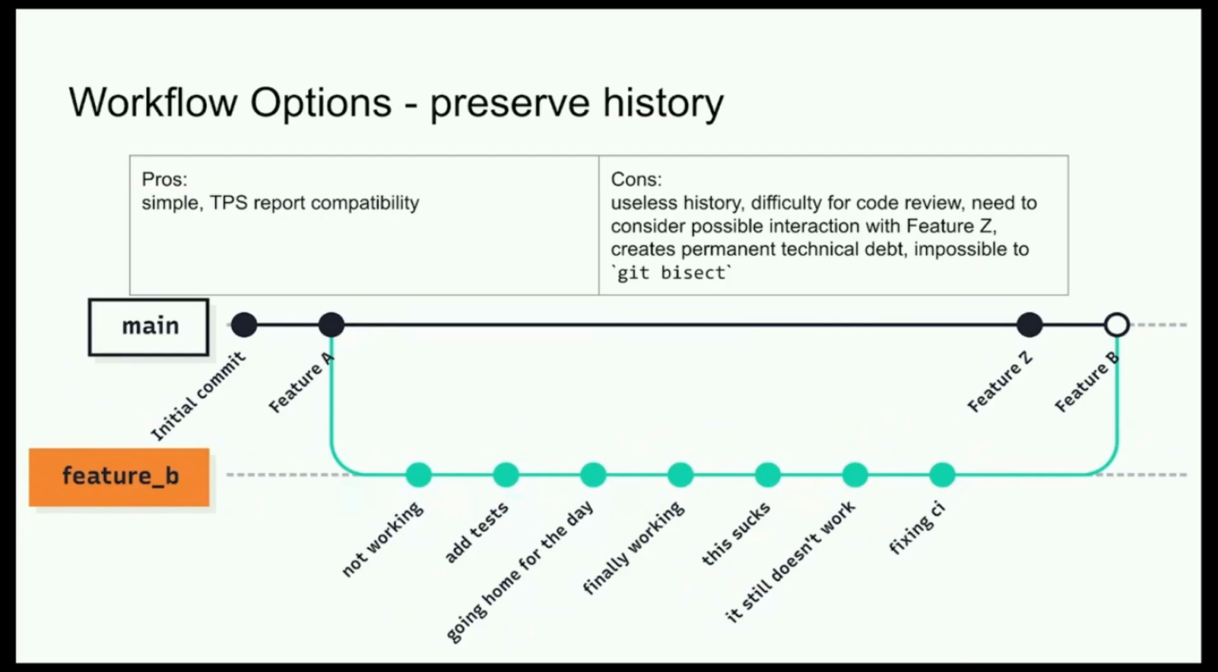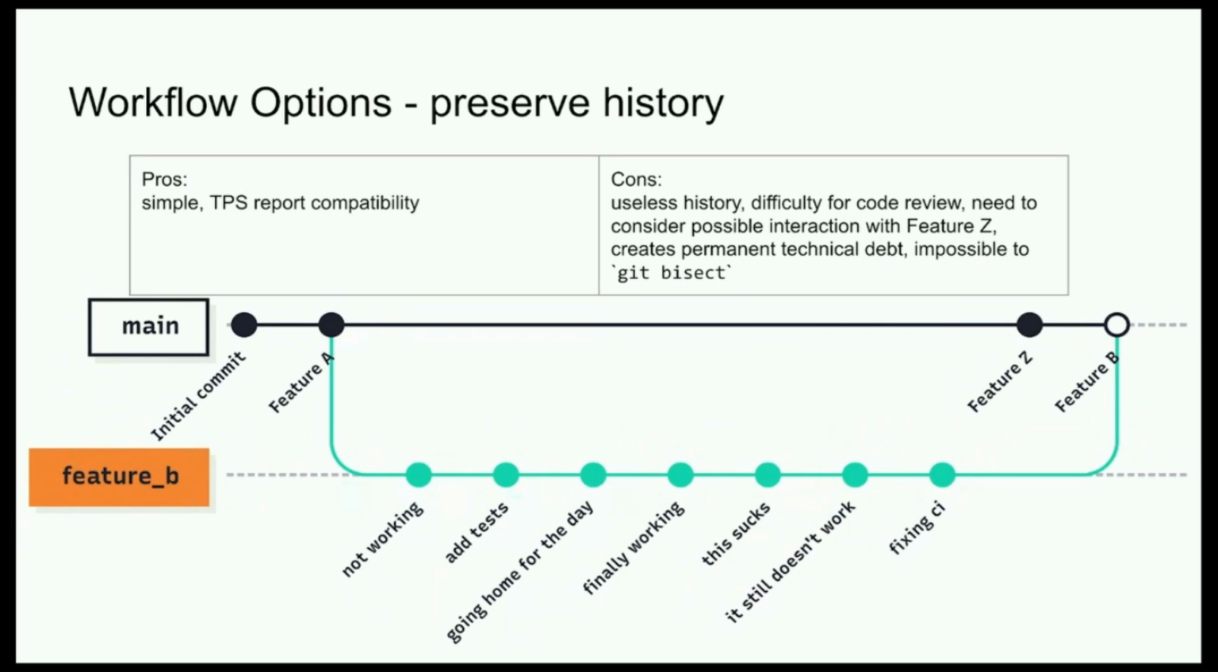Before I move on from this, there's something else that's really important here. This is creating permanent technical debt. There are commits here where the commit message says it doesn't work. And so when someone in the future needs to find where a bug got introduced, they can't use git bisect. And if you haven't used git bisect to find a bug, you should, and you will know the pain of this.